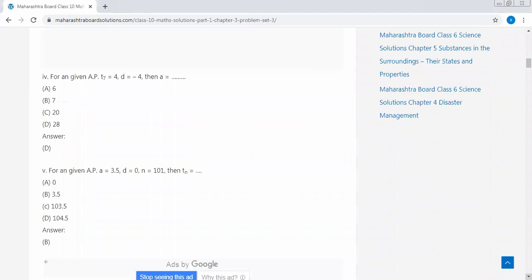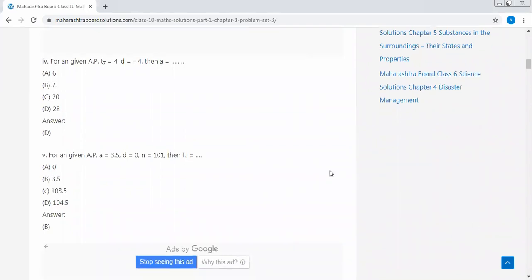Fourth question. In the fourth question, for a given AP, the 7th term is 4 and the common difference is minus 4. Then you have to find the first term. Therefore, you have to use the nth term formula: Tn is equal to a plus n minus 1 into d. For the 7th term, put n is equal to 7.